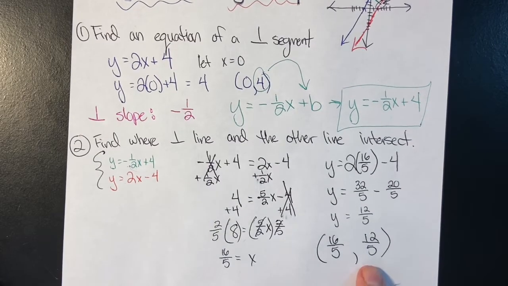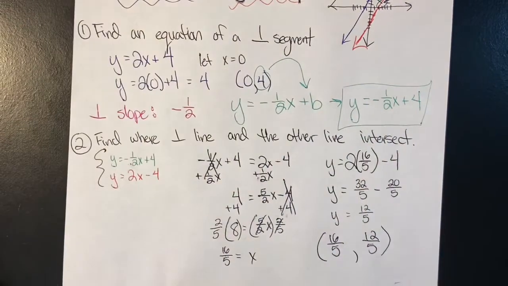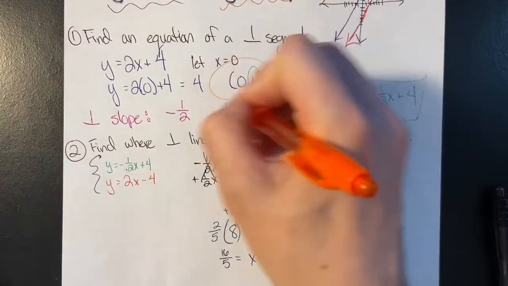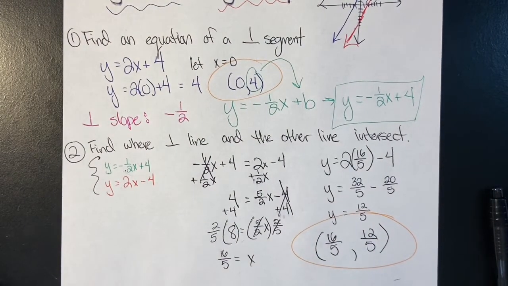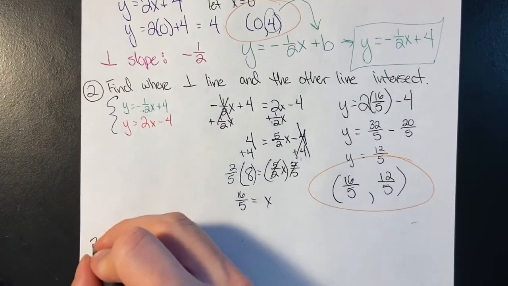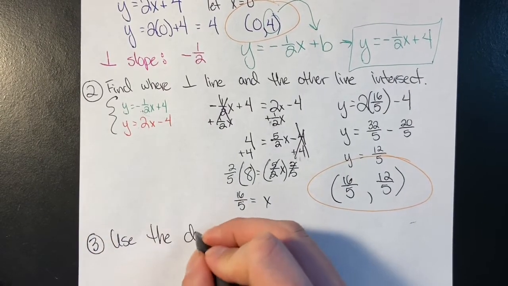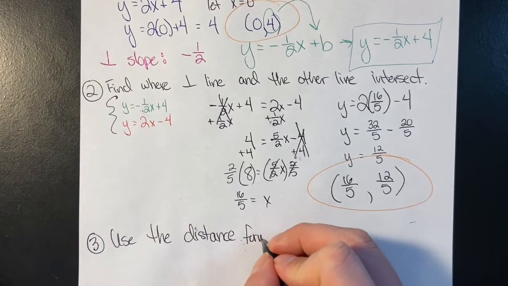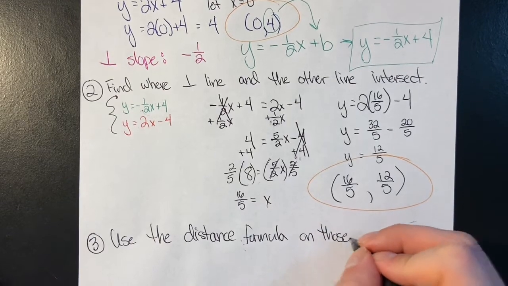I found another point. So the first point that I found was 0,4. So what color didn't I use yet? I don't think I used orange. Let me circle that. The other point that I found was that monster. My third step is to use the distance formula on those 2 points.